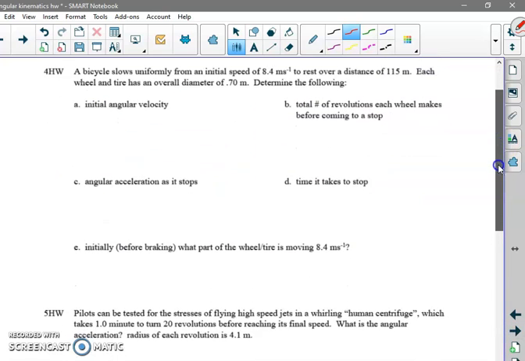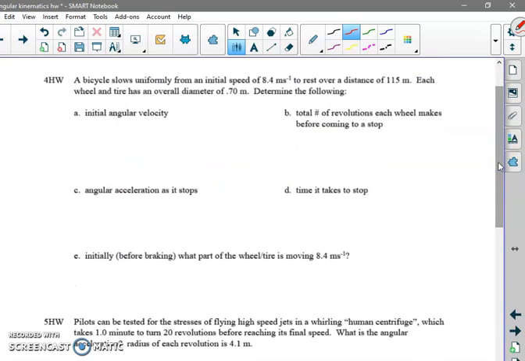Again, this looks like another type of kinematics problem. So I'm just going to set up the equations and look at what we have. We have initial speed, so that's a v naught. Distance, so that's just going to be some x. Each wheel and tire has an overall diameter, so I'm going to quickly convert that to, once again, that same radius. I don't know why that's so popular. So the radius is 0.35 meters. Determine the following.